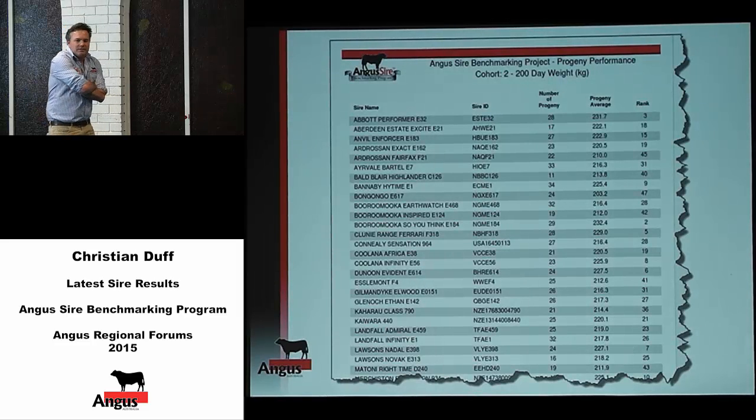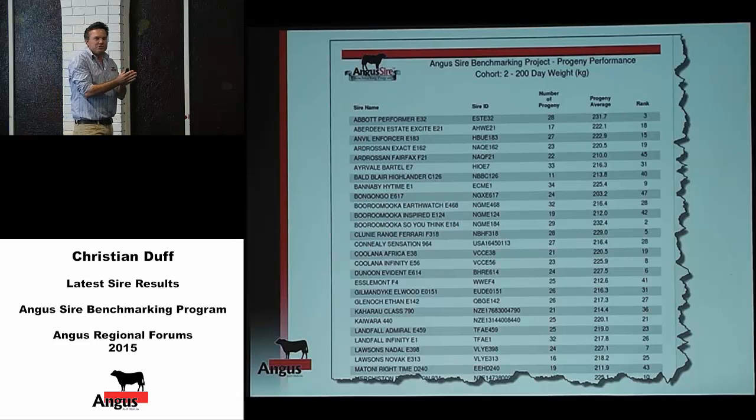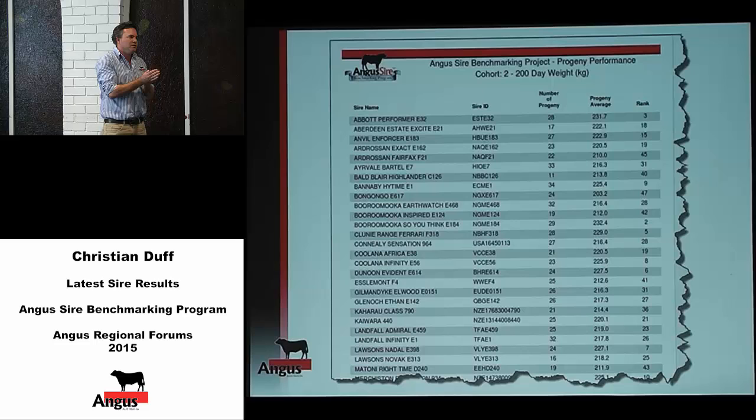Okay, so I'm going to give you one of these reports in a minute for Cohort 2, but this is just a snapshot of one of the pages and some of the additional information we've got in these reports. So additional to our BREEDPLAN EBVs, and our BREEDPLAN EBVs are in this report as well up front, because you still need to look at that information as your primary source of selection. But this is just additional information to show how the sires have performed within their cohort, within the Sire Benchmarking Program.